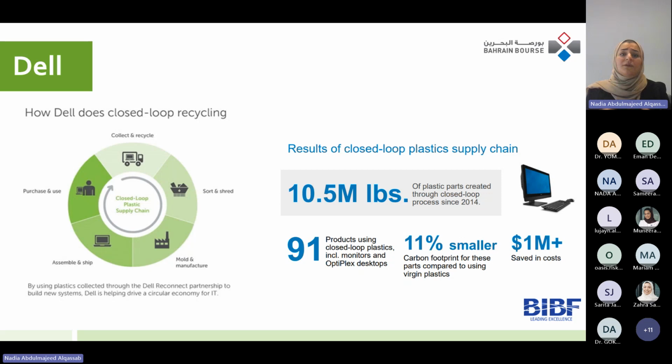So what is the carbon footprint? It is how much you're emitting as a company. So imagine just by changing the process to a closed loop recycling, you achieved as a company 11% smaller carbon footprint. And I hope you all in the chat know how important carbon footprint is, because as companies going forward, we have to disclose our carbon footprint, and even as countries, we have to disclose our carbon footprint. So this is a huge milestone that Dell has implemented and achieved.